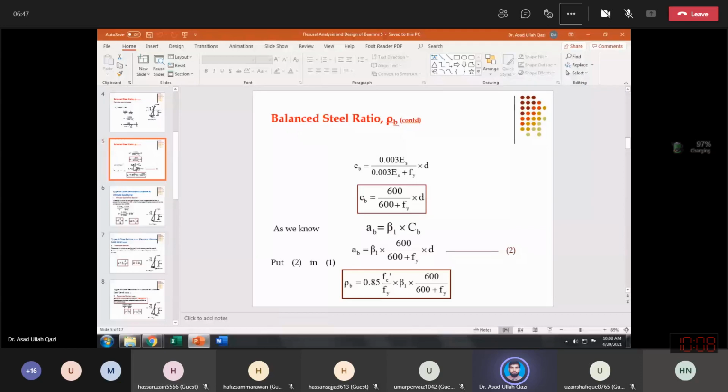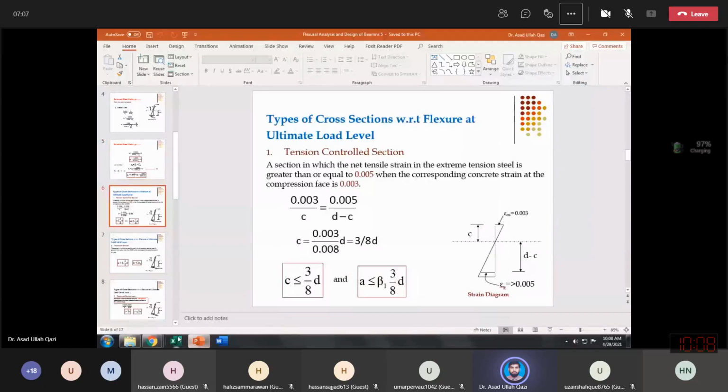So if rho will get bigger than rho balanced, we will be in the over reinforced domain, and less than rho balanced we are in the tension controlled domain. So this information is very useful to classify the cross section. Now furthermore, we have few more important type of cross sections with respect to flexure at ultimate load levels, which we want to discuss today.